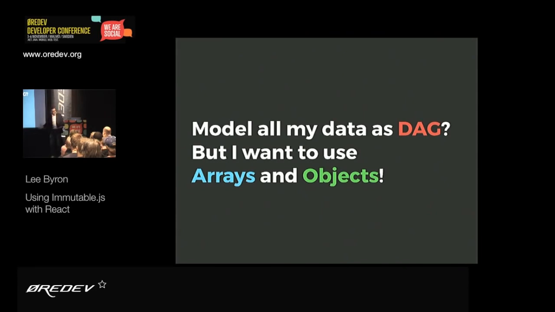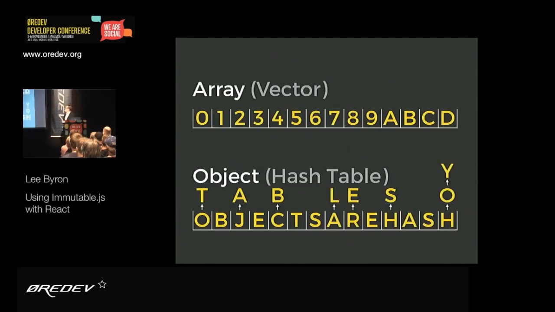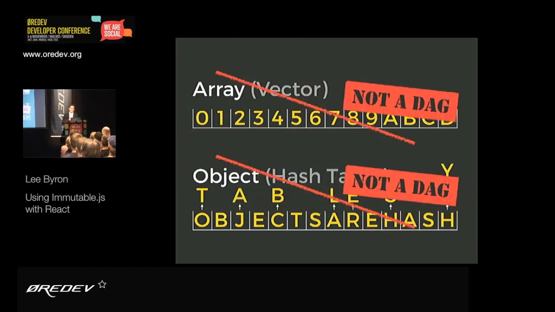Okay, so DAGs are pretty cool. That was a cool trick that I just did, but I don't know how much of your program looks like a DAG. Most of my program looks like arrays and objects. And unfortunately, arrays and objects, they look something like this. Arrays are usually vectors under the hood. Objects are usually hash tables under the hood. And neither of these things are DAGs. So we're in trouble.